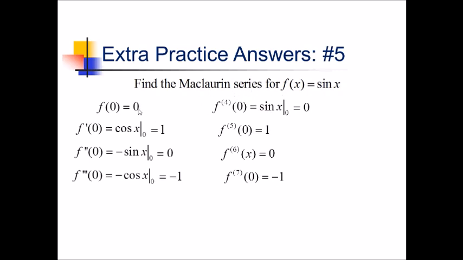So we start with a 0. We don't have to write that. This is going to be 1 times x right here, because this is our first derivative of 0 times x. And then our second derivative is 0, so we don't write the next term. Third term, we've got minus x cubed over 3 factorial. Next, we have a 0, and then our fifth term, that's going to be plus 1x to the fifth over 5 factorial. Sixth term is zeroed out. Seventh term is going to be negative x to the seventh over 7 factorial.